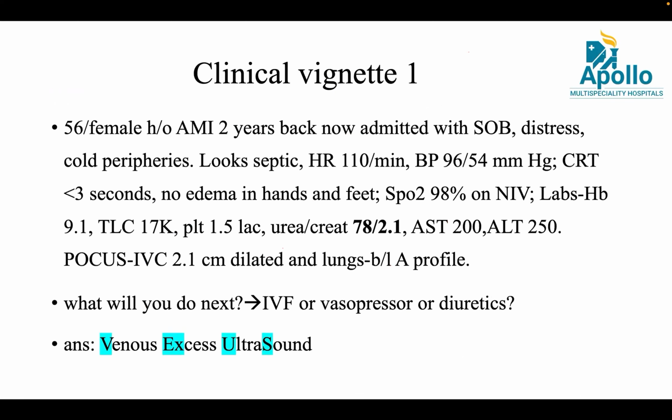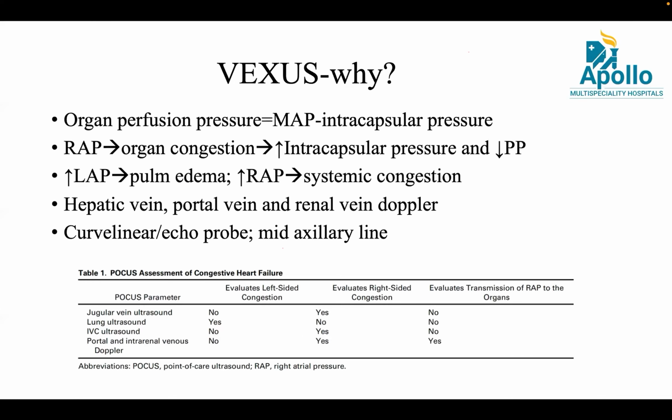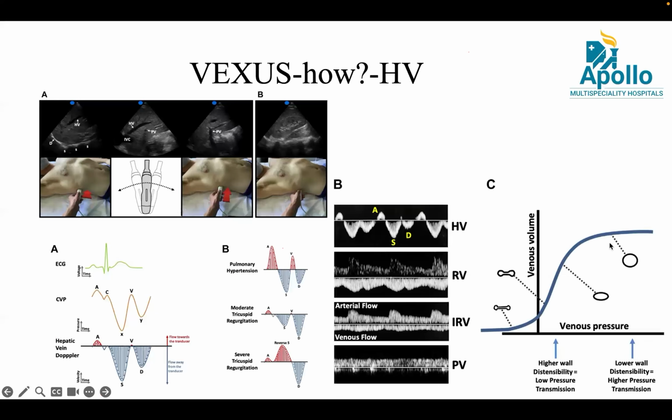So a patient with supposedly cardiogenic shock has come with cold peripheries. Now the patient has transaminitis with raised urea and creatinine, and you want to know whether you have to give fluids or vasopressors. So you use a VEXUS score. VEXUS stands for venous excess ultrasound.